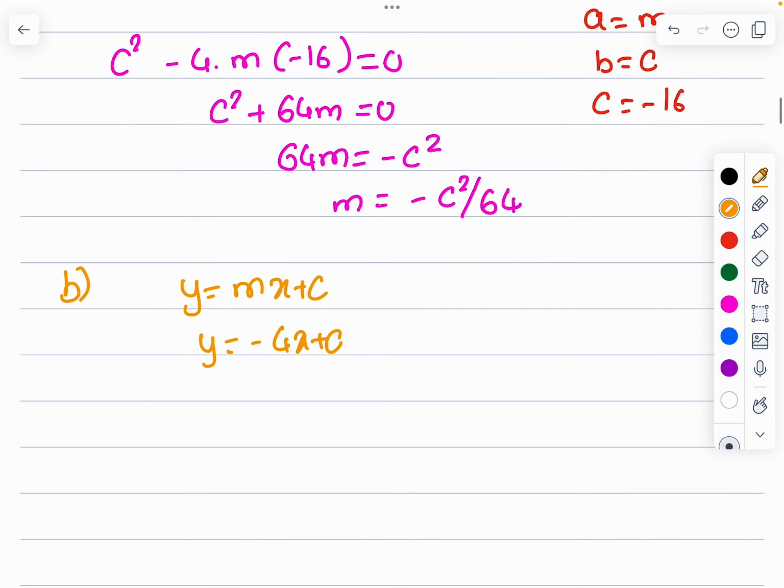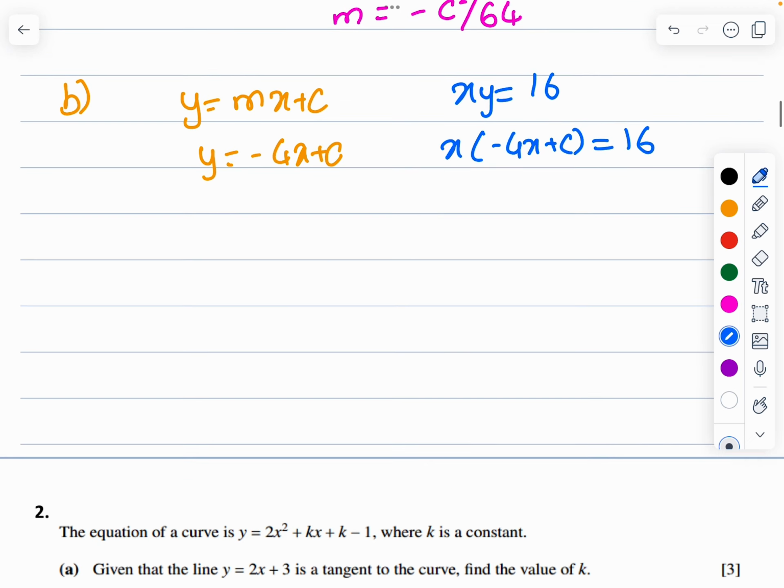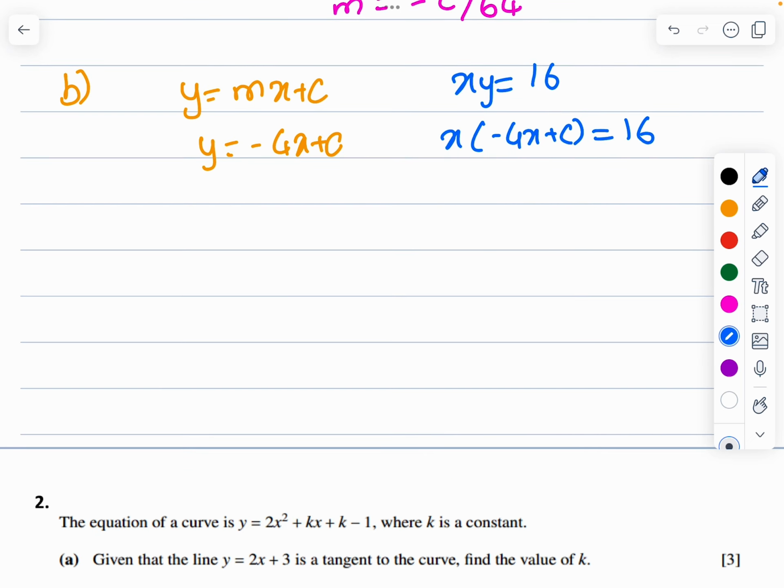Now again we start it out. xy = 16. x times y, which is (-4x + c), equals 16. So what does it become? -4x² + cx - 16 = 0. Equate it out: a = -4, b = c, and c = -16.